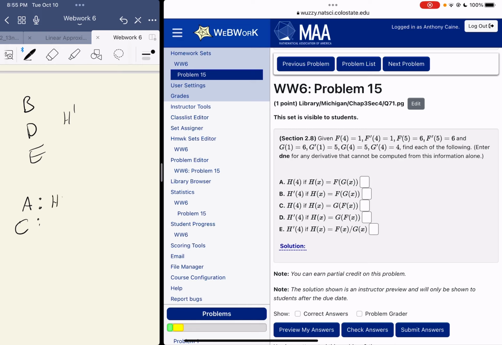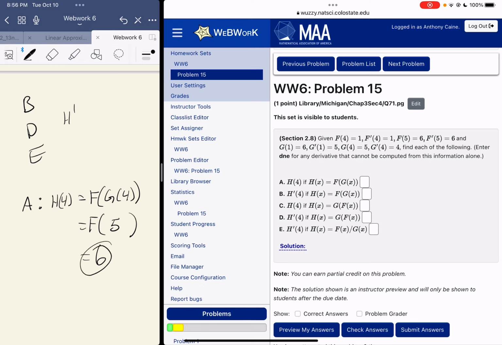So for example, h of 4 in A is equal to f of g of 4. So what would you do? You would first figure out g of 4. So what is g of 4? It's 5. And then that's what f sees. So what is f of 5? It's 6. So the answer is 6 for A.